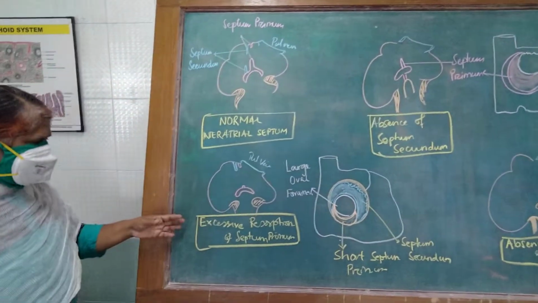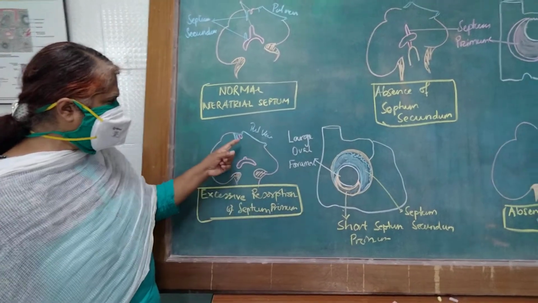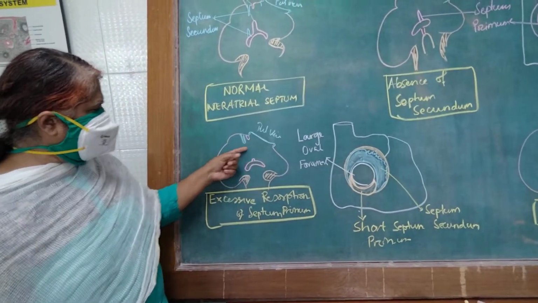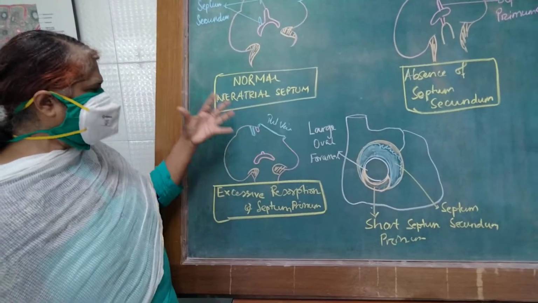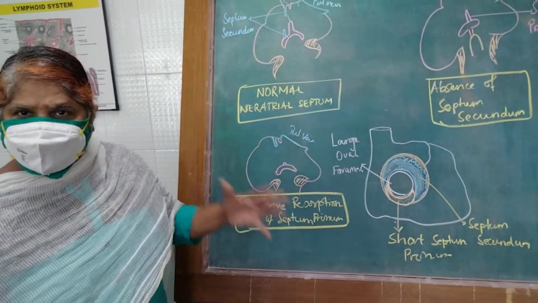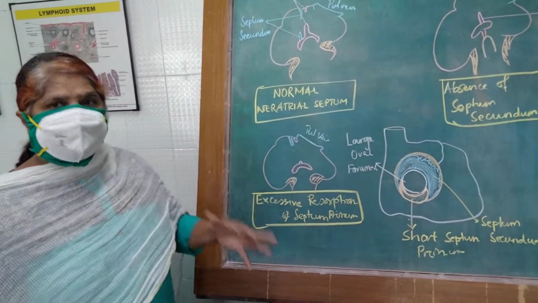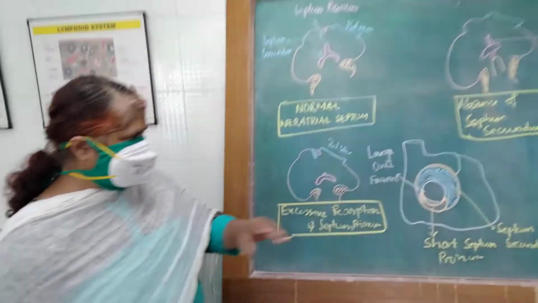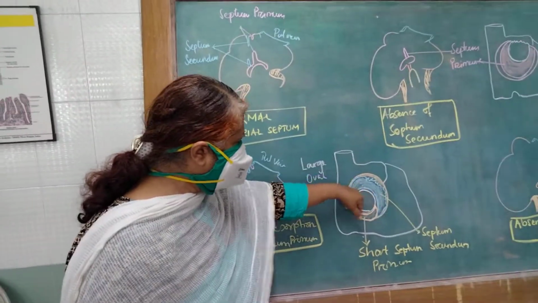Now, if we see excessive resorption of the septum primum occurs, so what you see, resorption is there. So the ostium primum remained over here, it is a large ostium formation, and the interatrial septal defect is there due to excessive resorption of the septum primum. So this is septum primum defect. Have you seen, this is your septum primum defect.